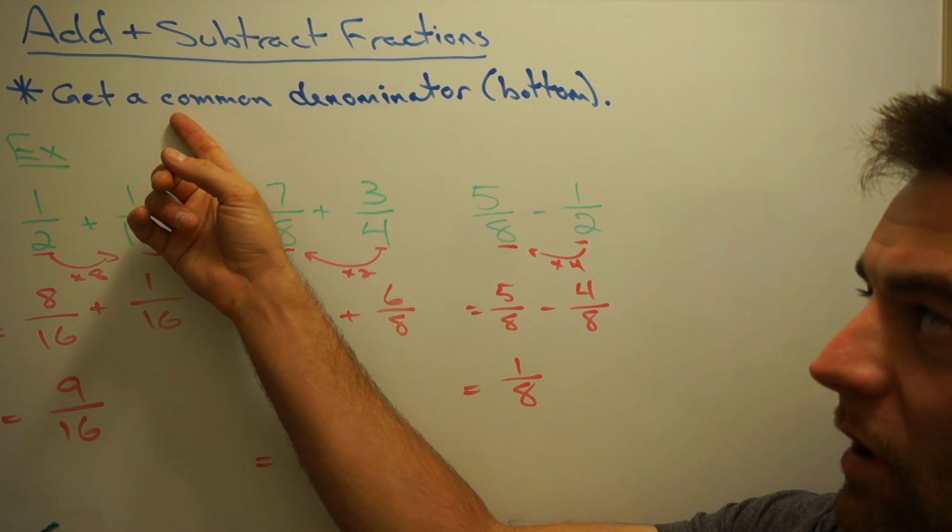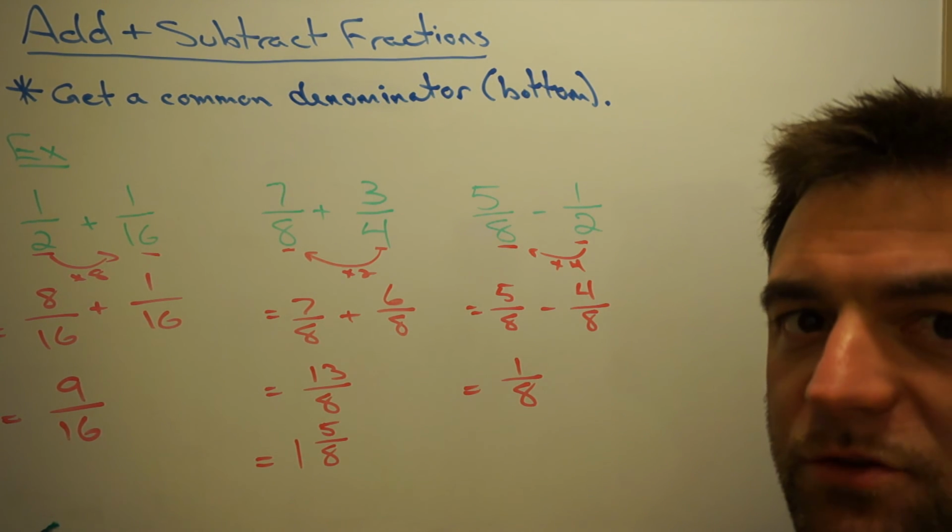So again, common denominator, that bottom number has got to be the same, and then just add or subtract the top two numbers.